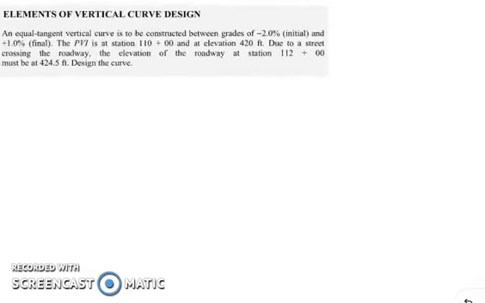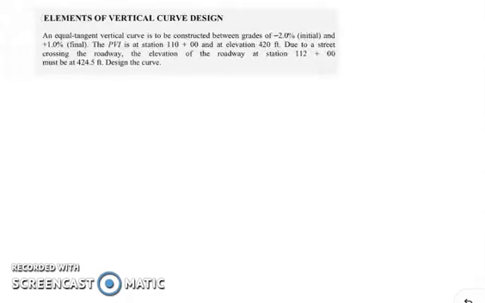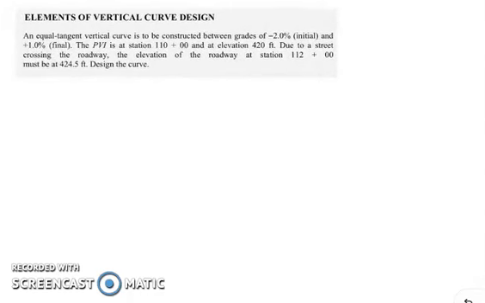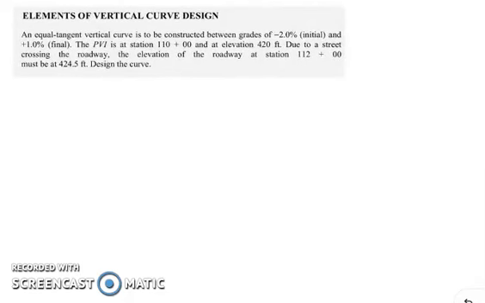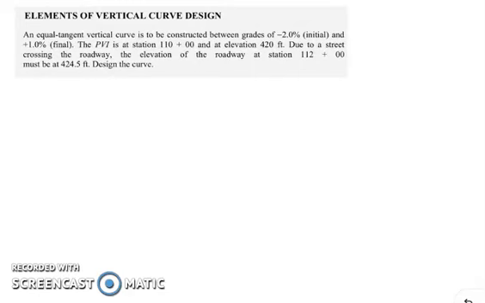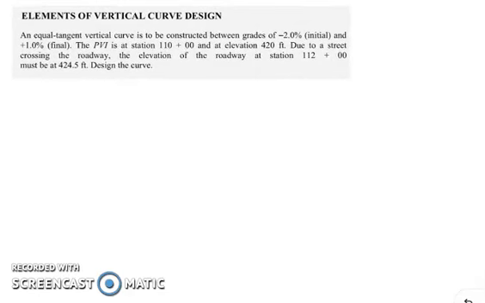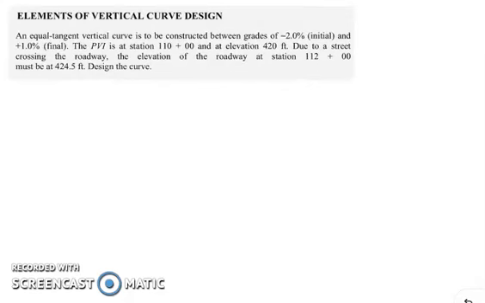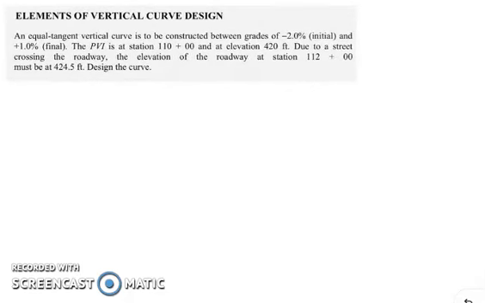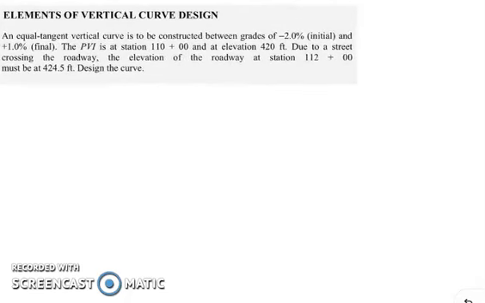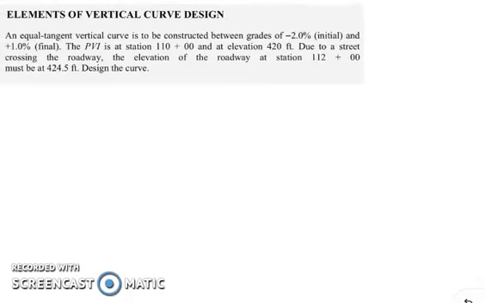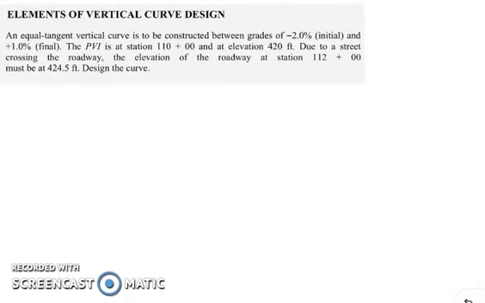The second problem is an equal tangent vertical curve to be constructed between grades of negative 2.0%, which is the initial grade, and positive 1.0%, which is the final grade. The PVI is at station 110 plus 00 and at elevation 420 feet. Due to a street crossing the roadway, the elevation of the roadway at station 112 plus 00 must be 424.5 feet. So you are going to design the curve.